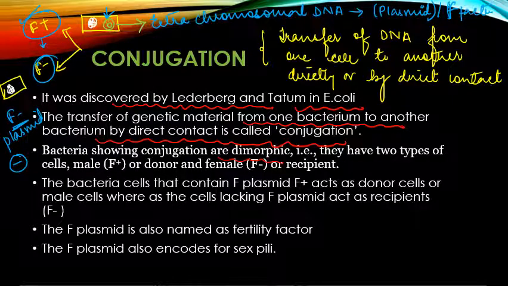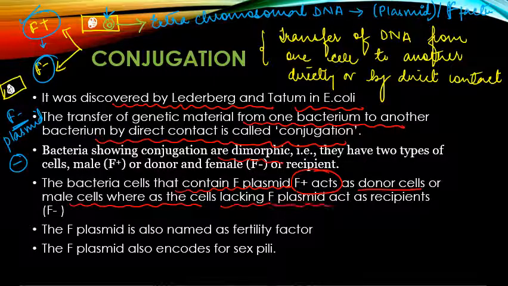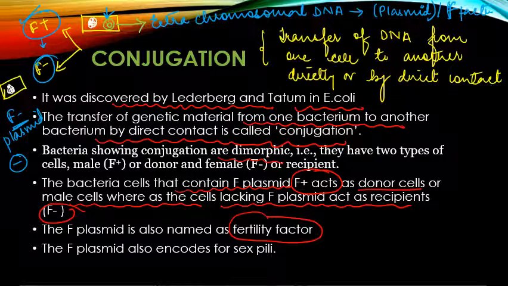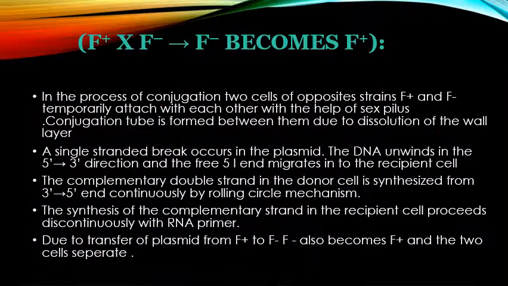Clear? So the bacterial cell that contains F plasmid acts as the F positive donor cell or male cell, whereas the cells lacking F plasmid act as F negative recipients, right? So the F plasmid is also named the fertility factor. What is the function of F plasmid? It basically produces sex pili. It produces what? Sex pili. We'll see how sex pili work.